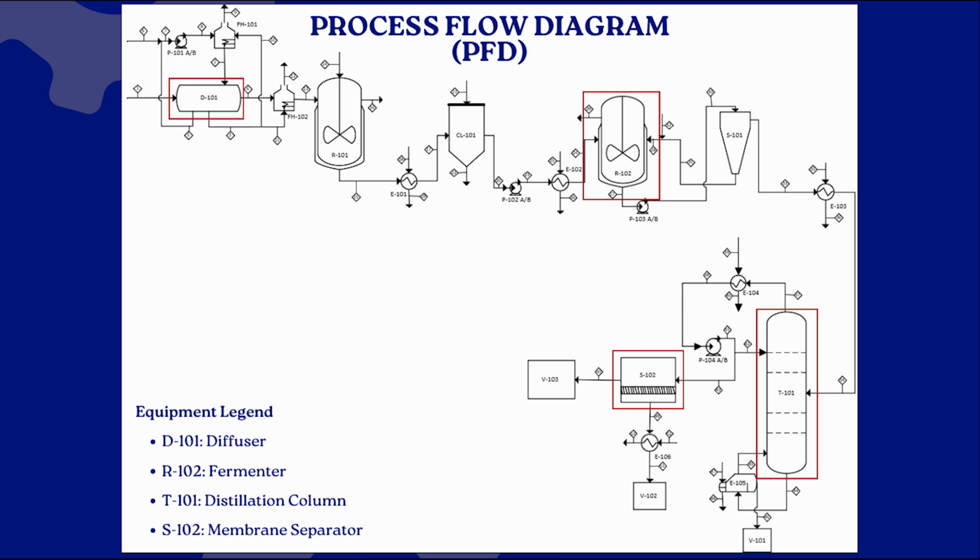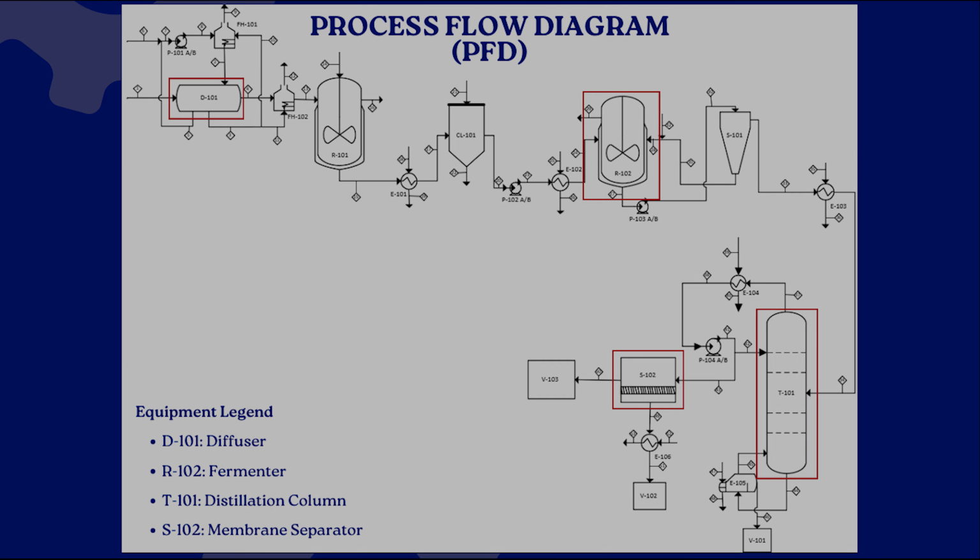The fermented broth then moves into downstream separation units, including a centrifuge, distillation column, and membrane separator, to obtain the final fuel grade ethanol product at 99.5% purity. For clarity, the highlighted equipment shown in the legend represents the most critical units in the process: the diffuser, fermenter, distillation column, and membrane separator.